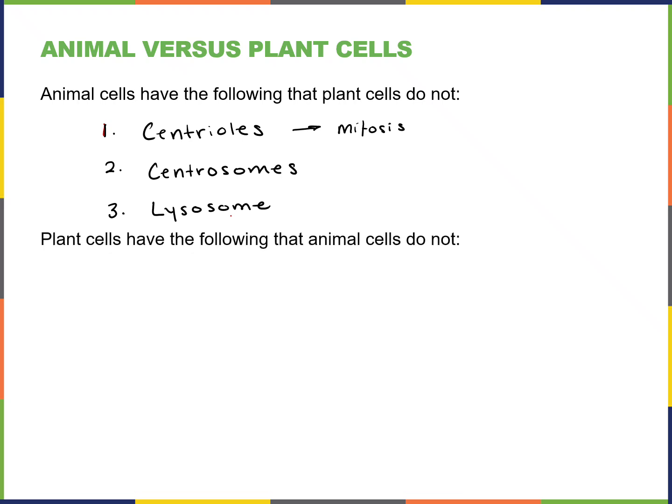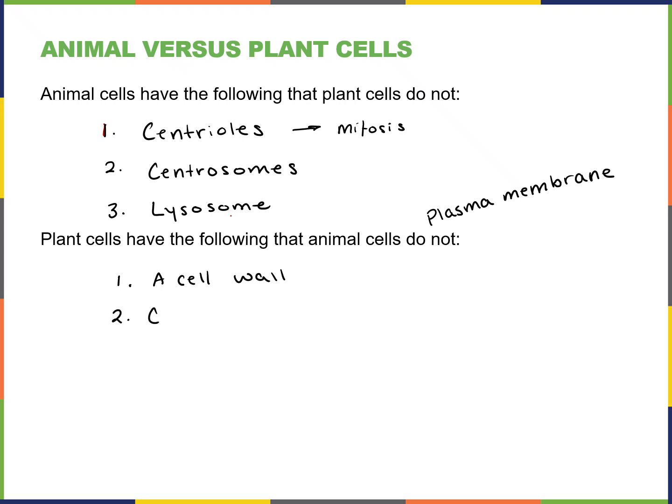Plant cells have some things that animal cells do not. Plant cells will have a cell wall. Animal cells have something, I won't even say similar because they're quite different. In animal cells, it's a plasma membrane. And they're not exactly the same thing as a cell wall, and I'll explain why a little bit later.